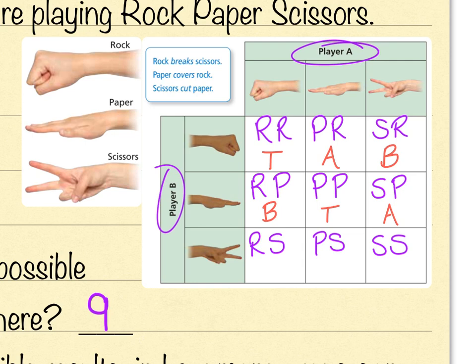If player A chooses rock and player B chooses scissors, player A wins. If player A chooses paper and player B chooses scissors, then player B will win. And if they both choose scissors, there's a tie.